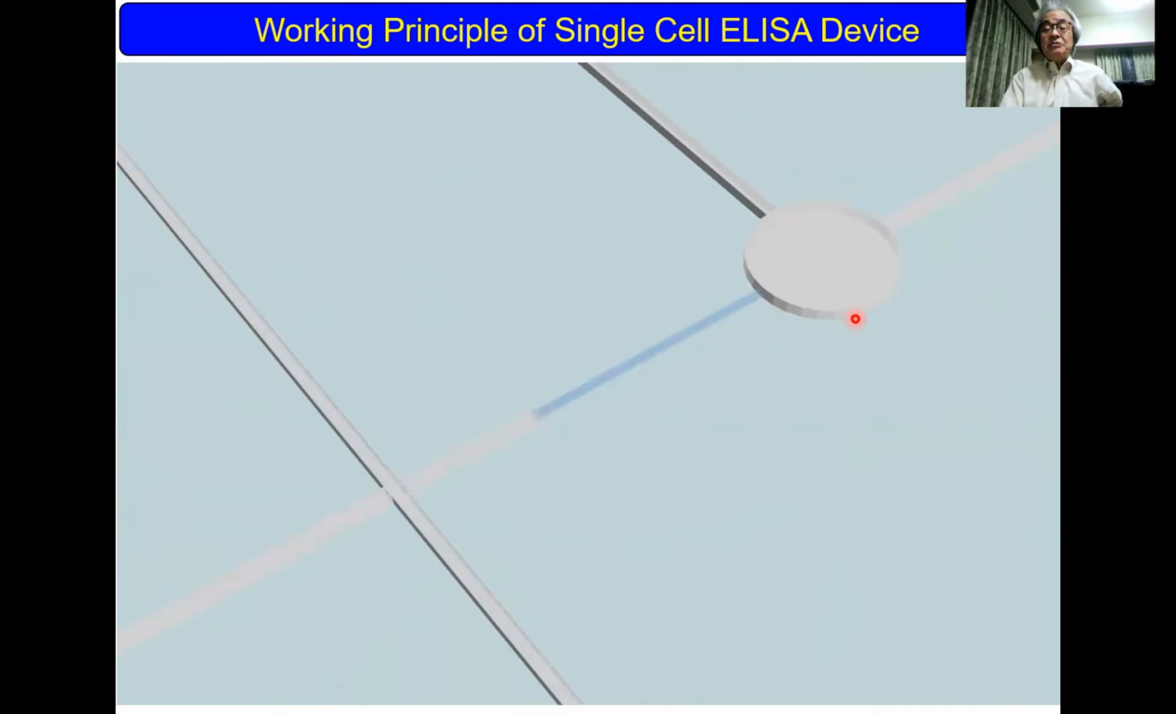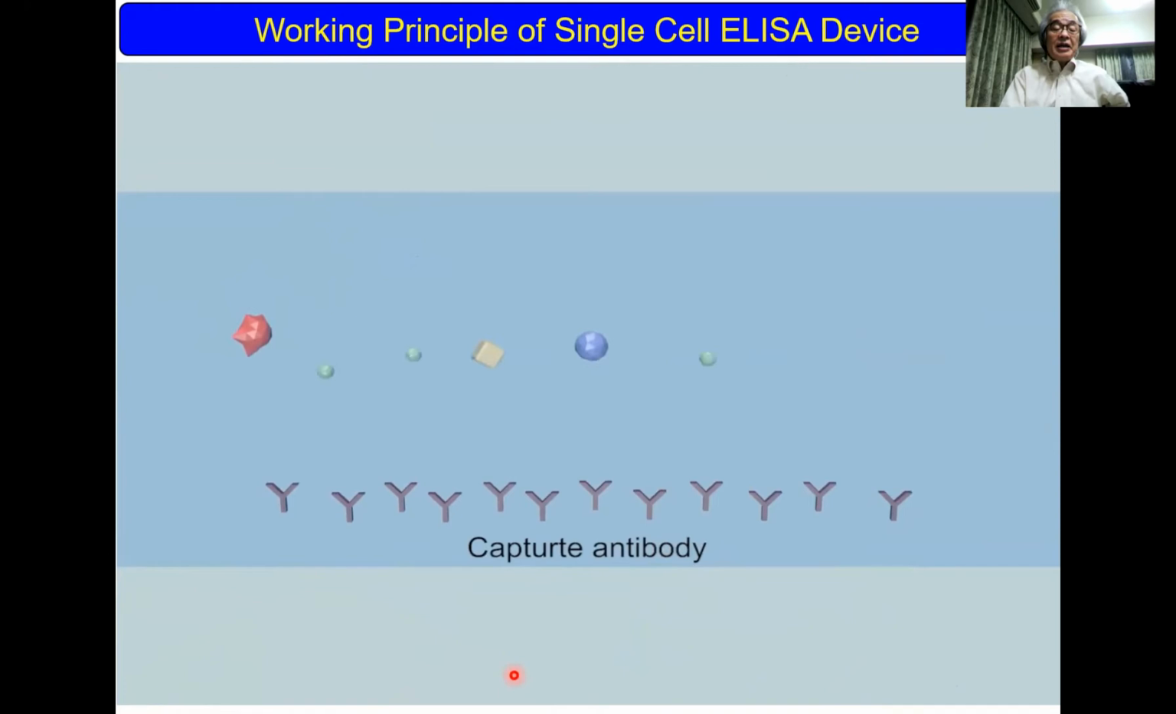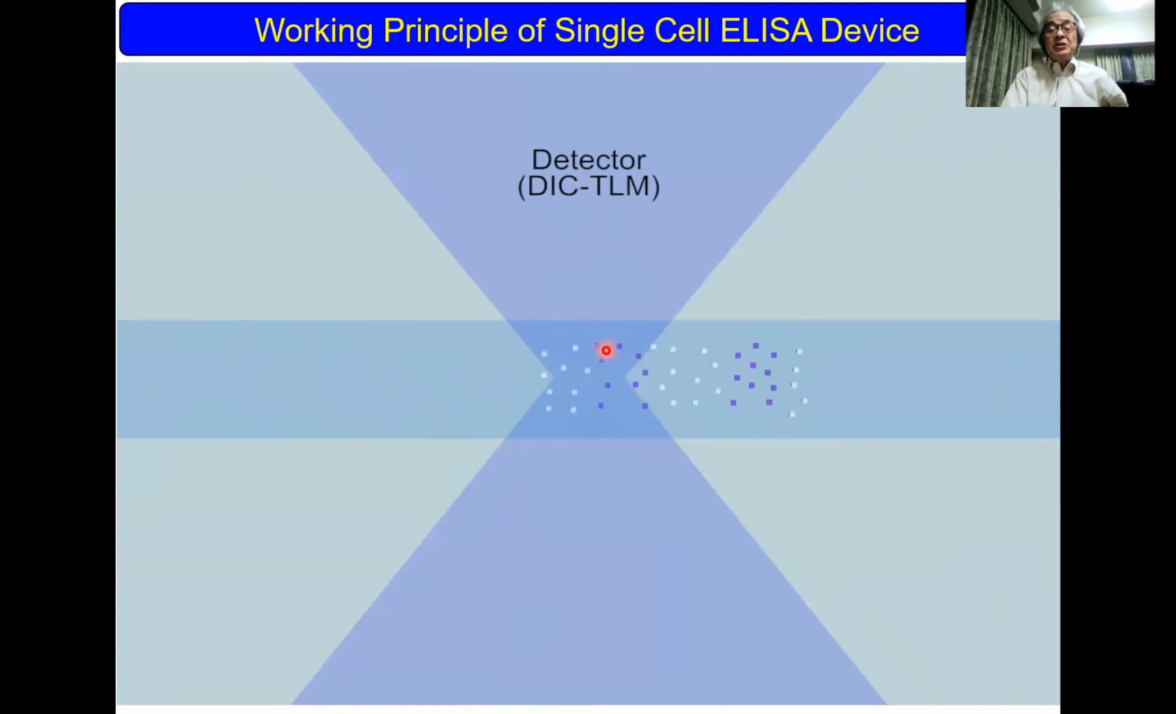And then after treatment of the sample, this one is moved to the femtoliter immunoassay chamber like this way. And then the target cytokines, the IL-6, is captured like this way. And this is very small, so no target molecule can escape. And then enzyme labeled antibody is attached, and then color change of the enzymatic substrate occurred. And then our POPS detector, DICTLM, can detect the color change like this way. This is a working principle.